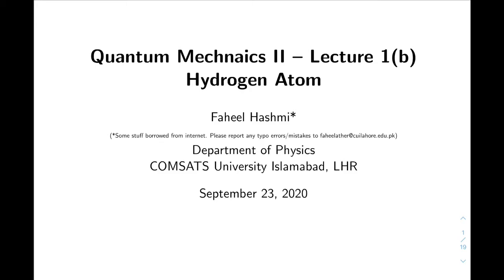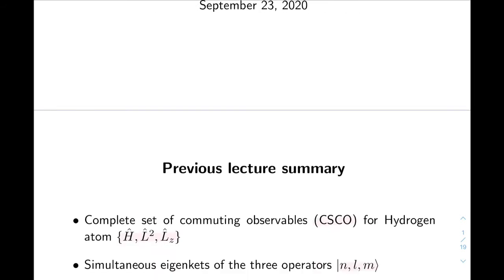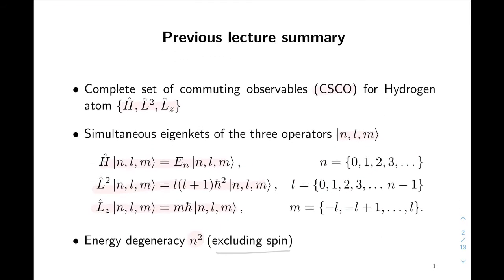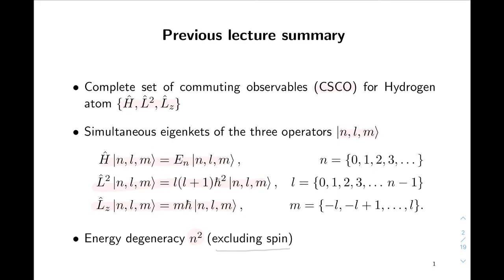Students, and welcome to the second lecture on hydrogen atom. Here is a summary of what we have done in our last class. We have seen that for hydrogen atom we can define a complete set of commuting observables in the form of H operator, L square operator and the Lz operator.